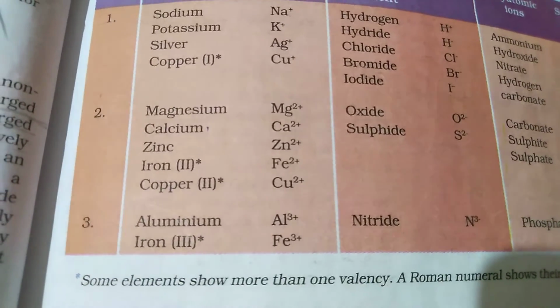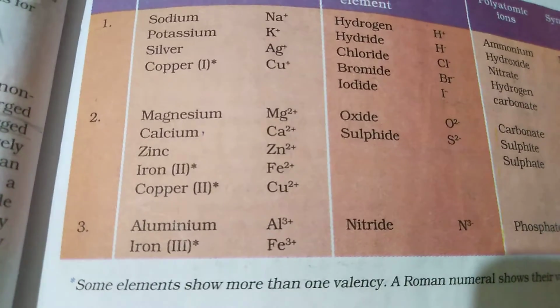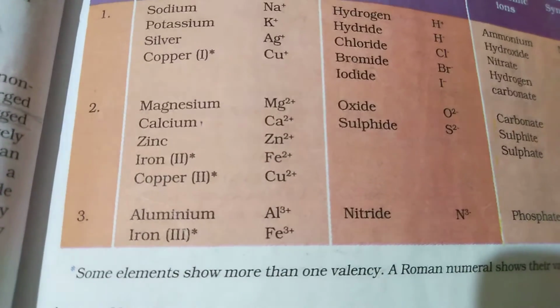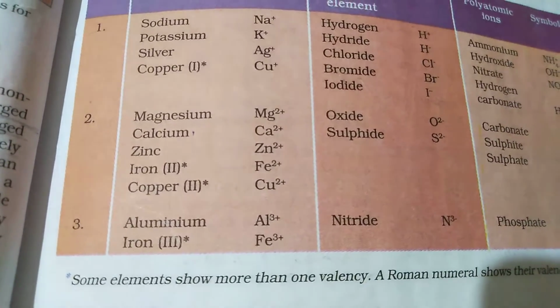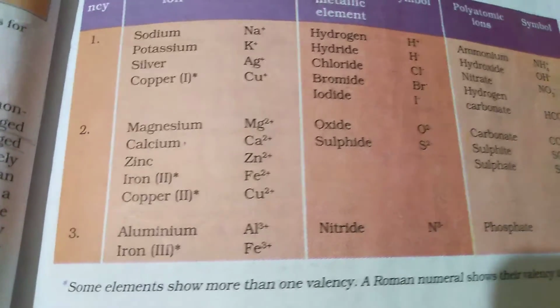Aluminium has 3 valence electrons, Al3+, and iron Fe3+. Ferric and ferrous: ferric means 3 and ferrous means 2.